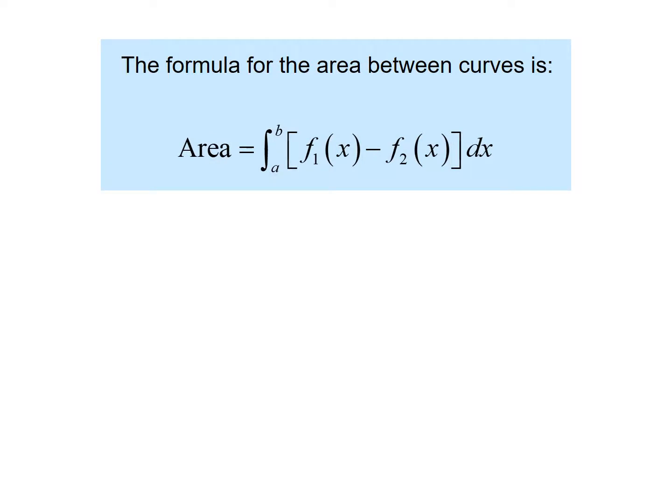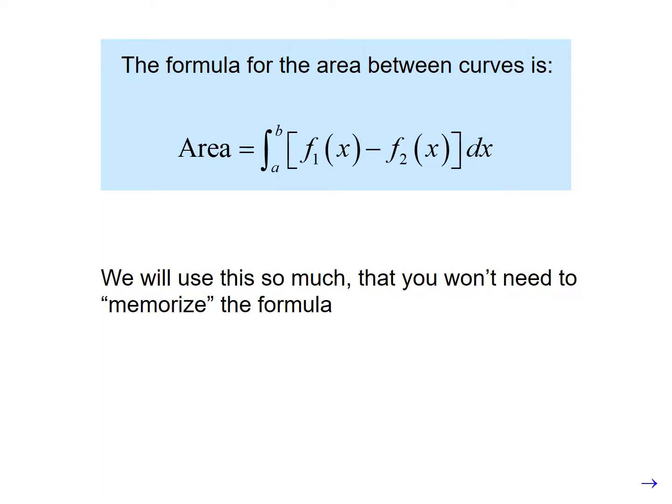So in general, the formula is area is the integral from a to b of f sub 1 minus f sub 2 dx, where f sub 1 is the upper curve and f sub 2 is the lower curve. And it's one of those formulas that we just use so much that we don't really ever view it notationally, we just understand how to find the area between two curves, integral of top minus bottom.